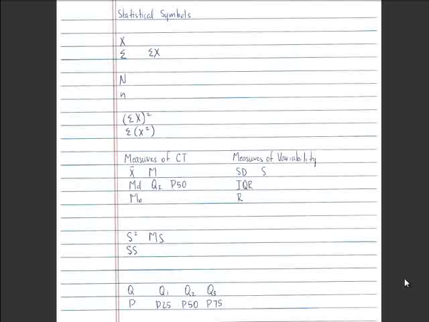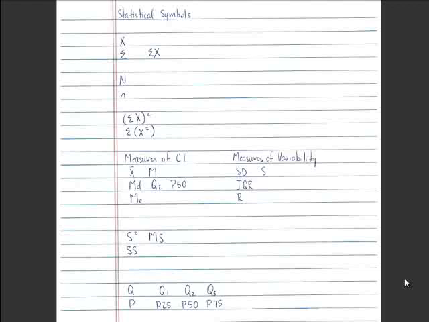Moving down the page, S squared or MS represents variance or mean squared. Again, those terms can be used, or the symbols can be used interchangeably. SS technically stands for sums of squares. That also is the variation.